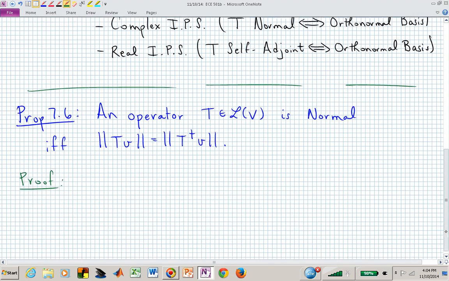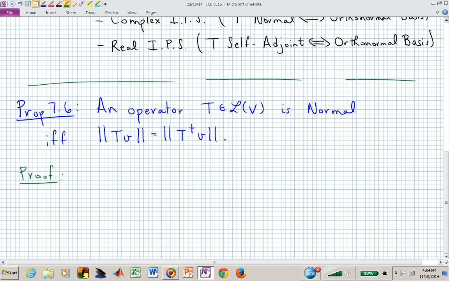Let's now return to Chapter 7, and here's the proposition that we stated at the end of our last period together prior to the exam, and that's Proposition 7.6. Hopefully this is still in your notes, but I thought, you know what, I probably need to restate it. An operator T is normal if and only if the norms are preserved between T and its adjoint. And here is a proof of that particular proposition.